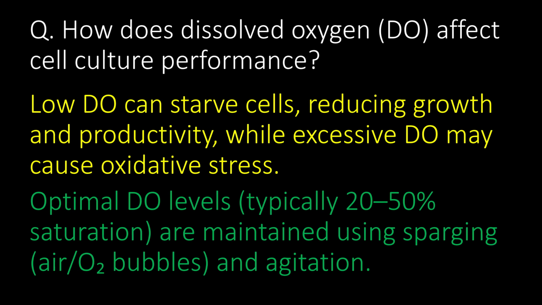How does dissolved oxygen, that is DO, affect cell culture performance? Low dissolved oxygen can starve cells, reducing growth and productivity, while excessive dissolved oxygen may cause oxidative stress. Optimal dissolved oxygen levels, typically 20 to 50% saturation, are maintained using sparging and aeration.